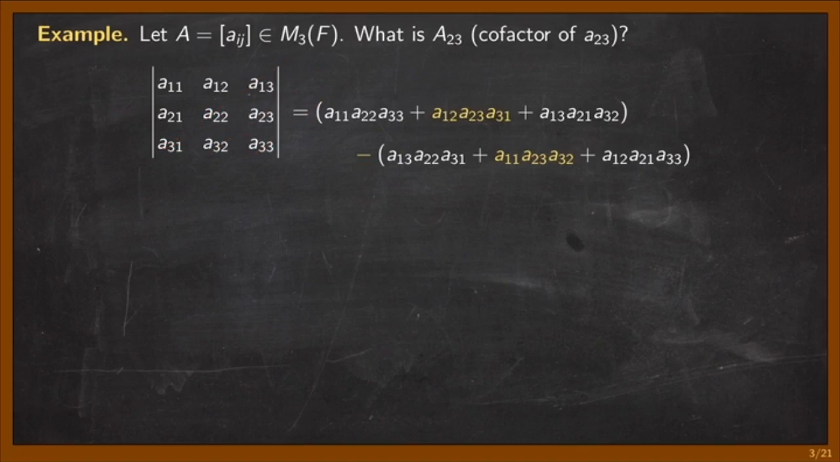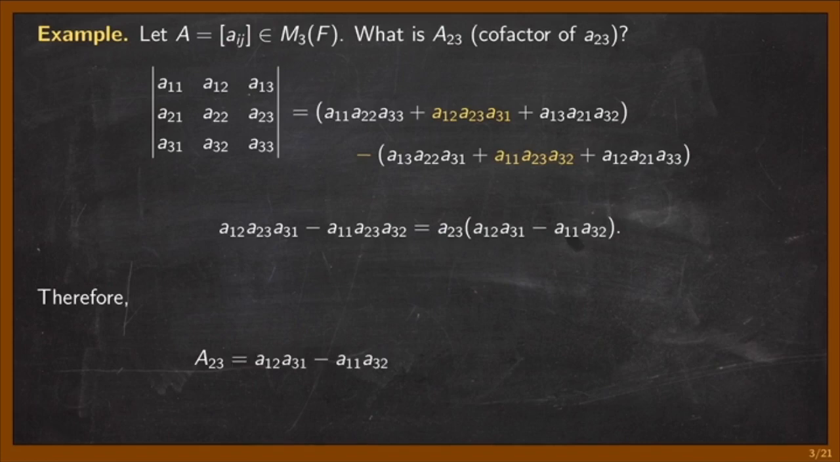To get the cofactor of a23, we consider all the terms that have a23 as a factor. So these are highlighted in yellow. So here is the sum of all the terms that have a23 as a factor. When we factor out a23, what remains is what we call the cofactor of the entry a23. Hence, we can write capital A23 as little a12 times little a31 minus little a11 times little a32.